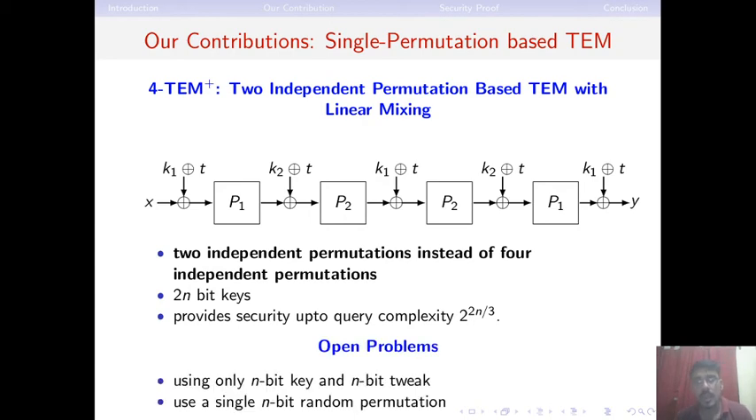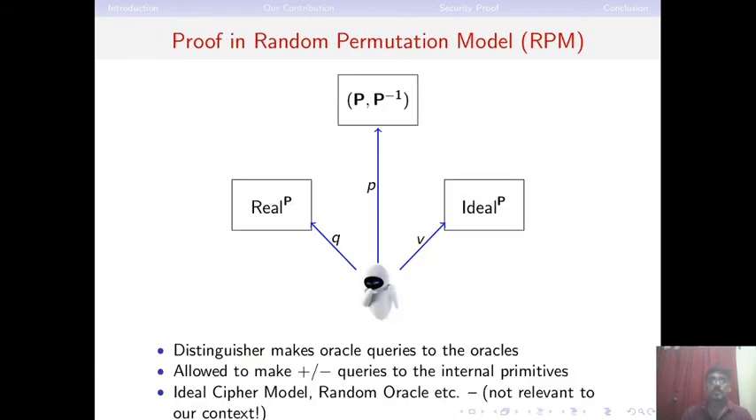And again, the open problems of these two constructions are: can we use an n-bit key and n-bit tweak, and can we make all the permutations identical? So that is still open. Okay, so now let us quickly go to the proof or structure of this construction.